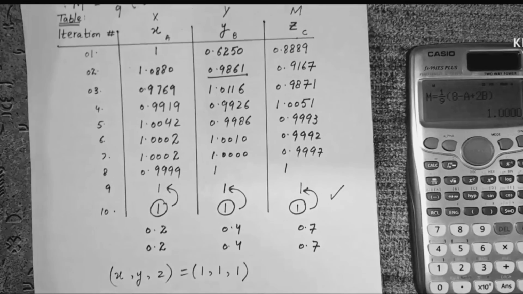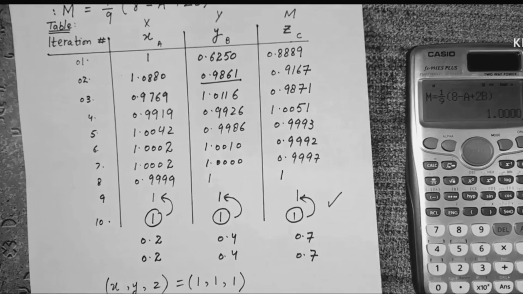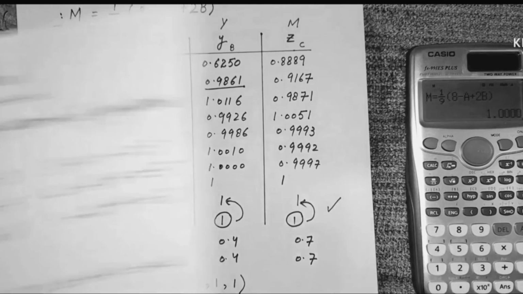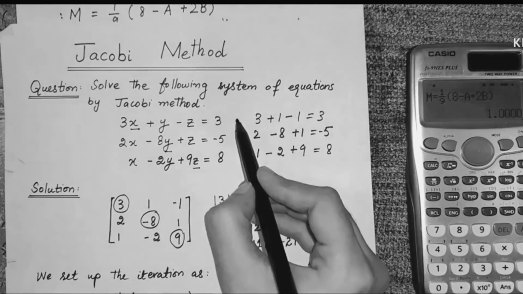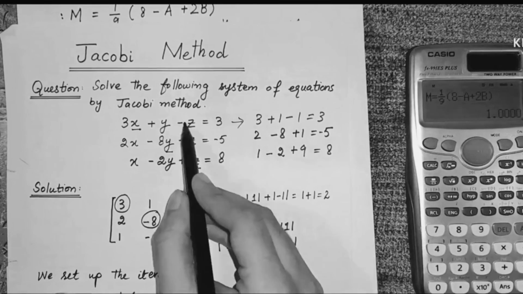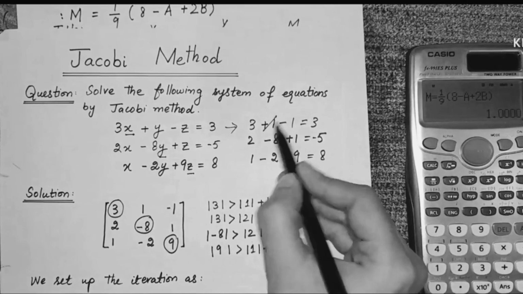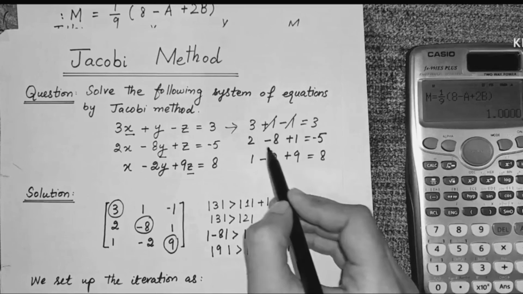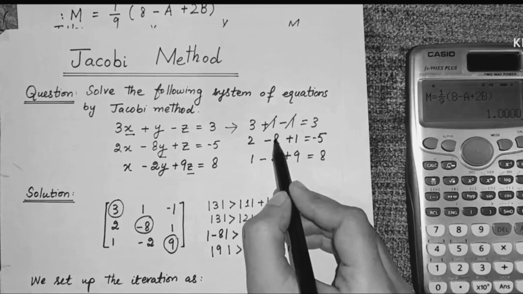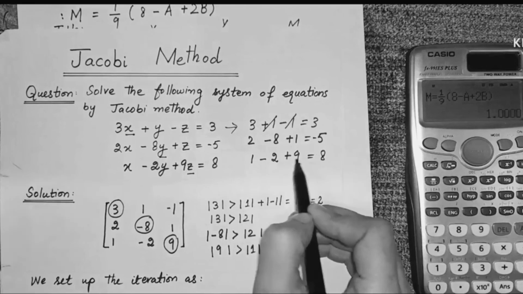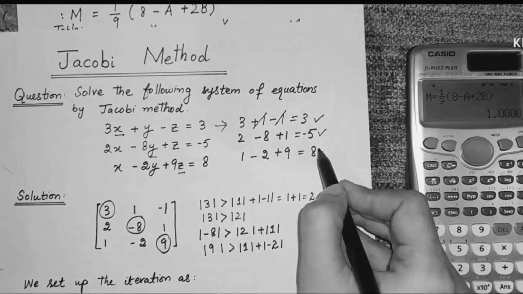You can also check whether the answer is correct or not by putting these values into our system, which is right here. I've already put these values. You can see after putting the values of x, y, and z equal to 1, 1, 1, we can say that, see, 3 is equal to 3. After calculating this, there is -5 is equal to -5, and 8 is equal to 8. So it means that our answer is correct.